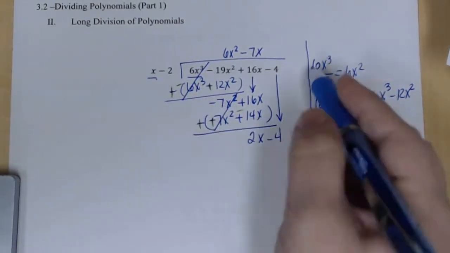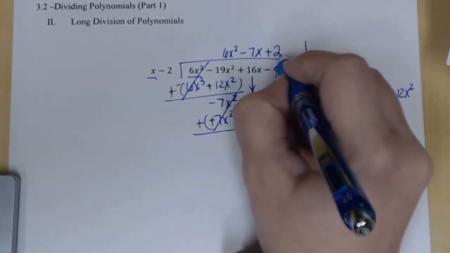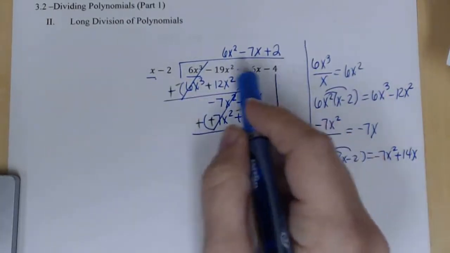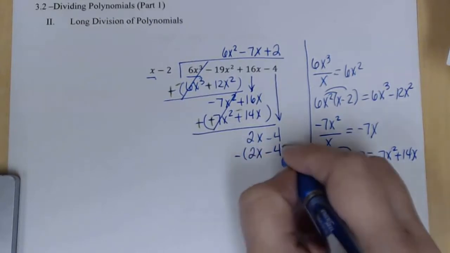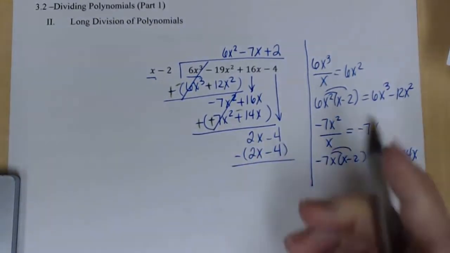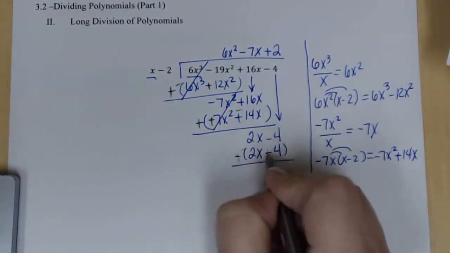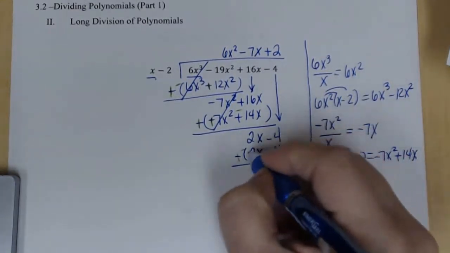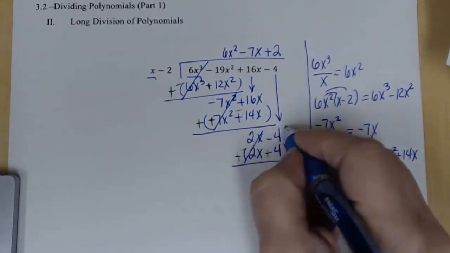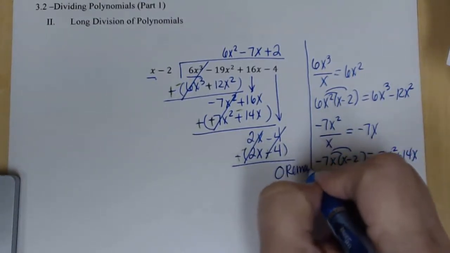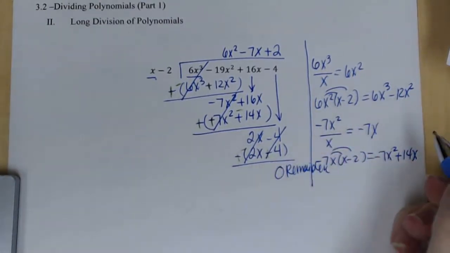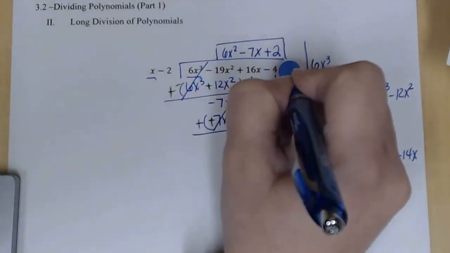X times what would give me 2x? And that would be a positive 2. So I'm going to multiply. 2 times x minus 2 gives me 2x minus 4. I want to subtract this whole thing. So change all the signs. You can see that 2x and negative 2x cancel. Negative 4 and 4 cancel, so it gives me 0. Now this is my remainder. There's no need for me to write a remainder of 0, so this would be my answer.